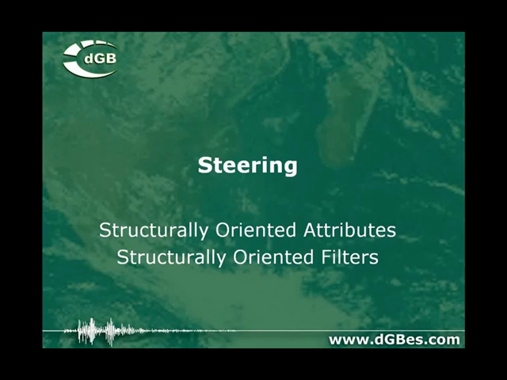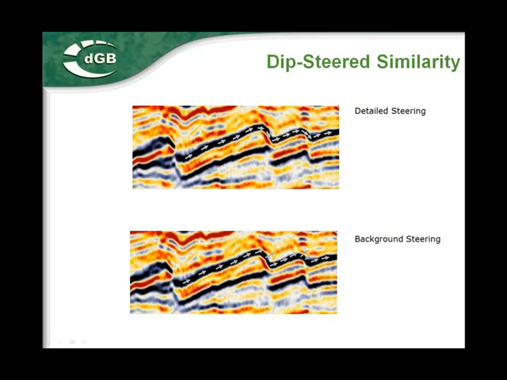So that is the main workflow for creating a detailed steering and a background steering. So now I want to move on to show some applications of the steering. And I would like to start with using the dips truly as steering. That is for structure-oriented attributes and structure-oriented filters. First, I will show an example of the dip steered min similarity.